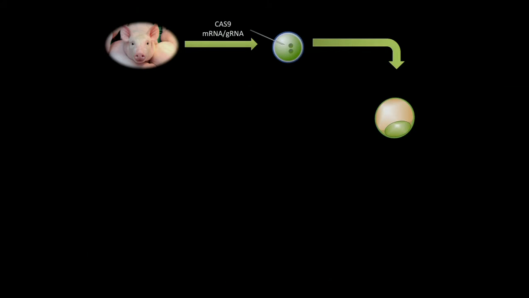So we collect the pig embryos, particularly the one-cell embryos, the zygote, the fertilized egg, and we deliver the gene editing components, which you saw in the video, a small drop of liquid contained everything we needed to delete a gene that we wanted in the pig. And then we culture them to this ball of cells called blastocyst again.